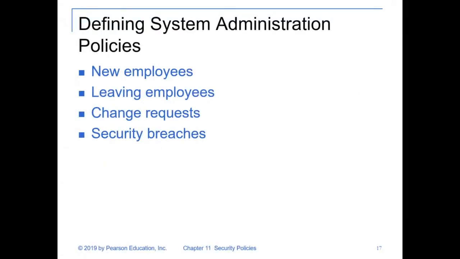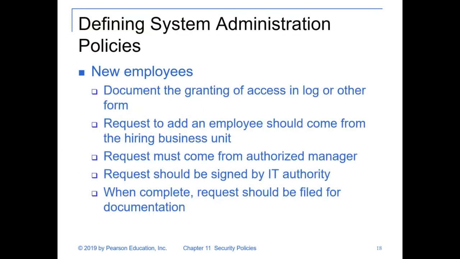When we look at system administrator policies, we'll be talking about new employees, leaving employees, change requests, and security breaches. Some things that should be done for new employees is to document. You should document the granting of access in a log or other forms. These are going to be the procedures they're recommending for hiring new employees. Any request to add an employee should come from the hiring business unit, the human resource department. A request must come from an authorized manager. The request should be signed by IT authority, and then that request should be filed for documentation once everything is complete.